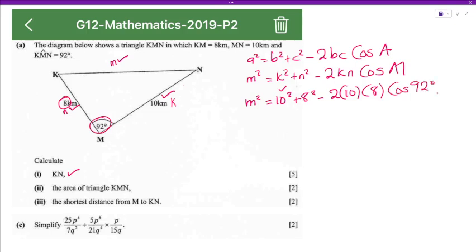So 92 degrees. Now we punch in everything. So m squared is equal to, what is 10 squared? That should give you 100. 8 squared is 64. And then you multiply. Just punch everything in, no need to do math mentally at this point. This is paper 2, you are allowed to use a calculator. So 10 squared plus 8 squared minus 2 times 10 times 8, times cos 92. Okay, that gives me 169.58.